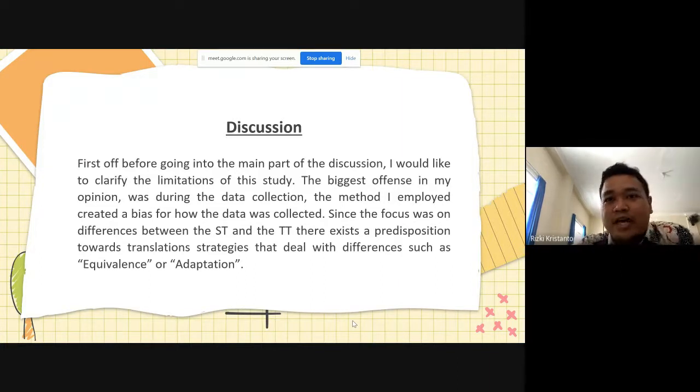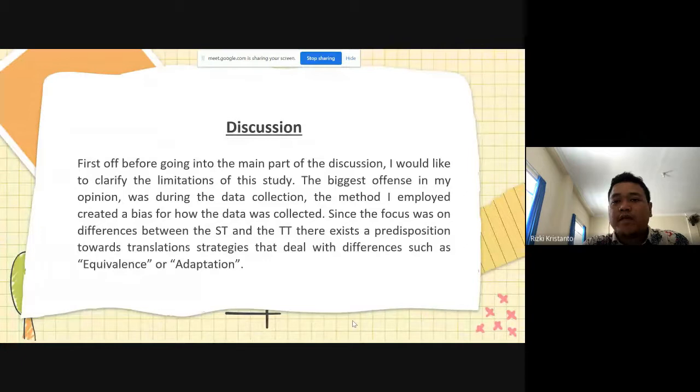For discussion, before going into the main part, I would like to clarify the limitation of the study. The biggest offense, in my opinion, was during the data collection. And the method I employed created a bias for how the data was collected. So the main concern of the researcher itself is how the data was collected. It is the main concern of this article.